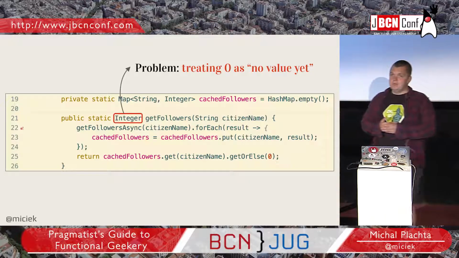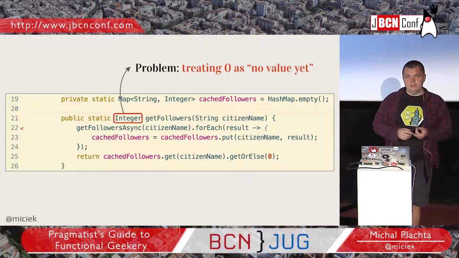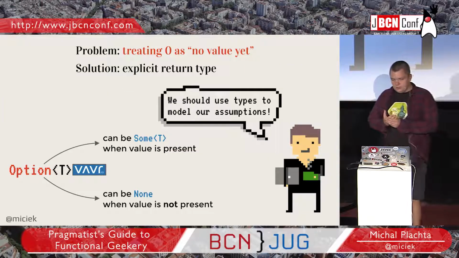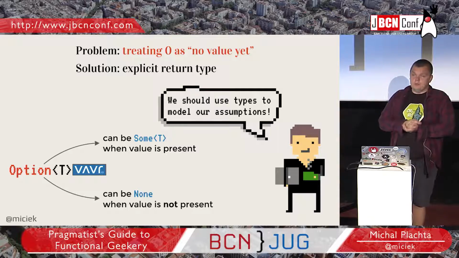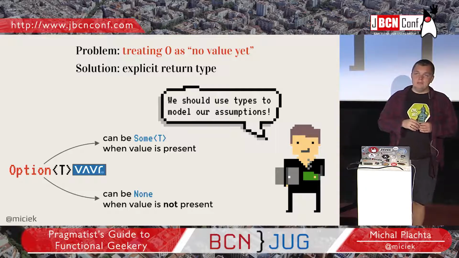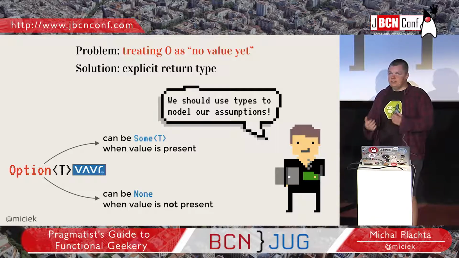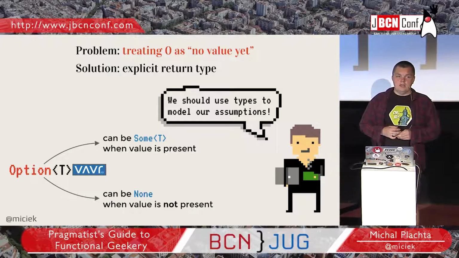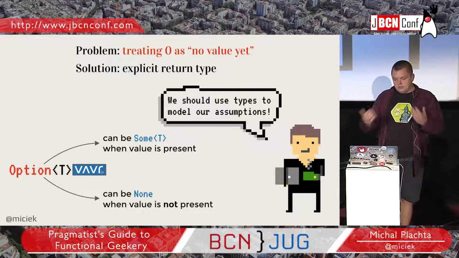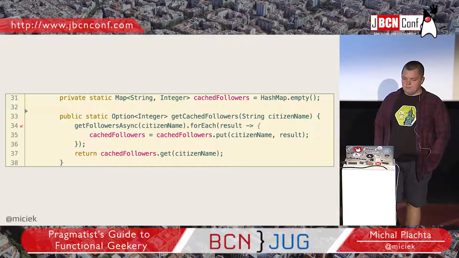But the real problem in our application is that we are treating 0 as 2 possible things. One of them is 0 followers, obviously, and the second one is there is no value yet. So that's the problem here, and we need to deal with that. And in strongly typed functional programming, what we do is we are modeling everything with data. So we are modeling our assumptions about the API using types. And in this case, we can change the signature of our function to have an option return type, because option models a value that may or may not be present, right? So let's do that.